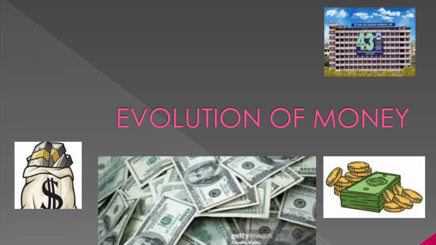In this video, we will discuss the evolution of money. Before the evolution of money, the barter system was there. Barter system means a method of exchanging goods and services without using money. In simple words, exchange of goods for other goods. Evolution of money.